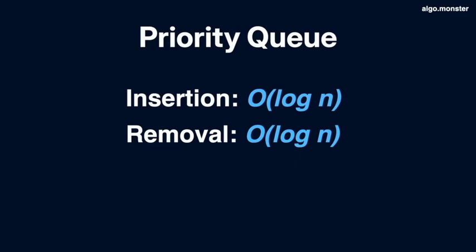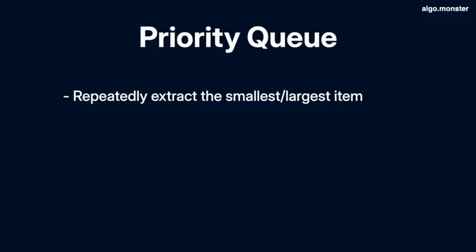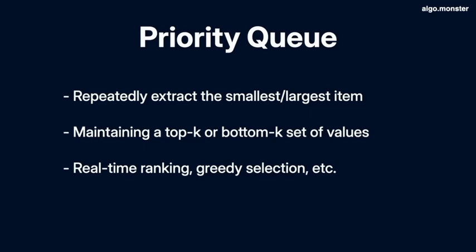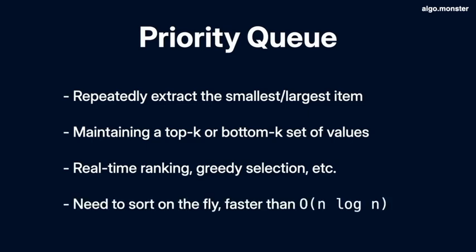scheduling or selection problems. Priority queues show up in a ton of interview problems, especially when you want to repeatedly extract the smallest or largest item efficiently. You're maintaining a top K or bottom K set of values. You need real-time ranking, greedy selection, or Dijkstra-style pathfinding. You need to sort on the fly, but don't want to pay the full O(n log n) cost for sorting the entire array.